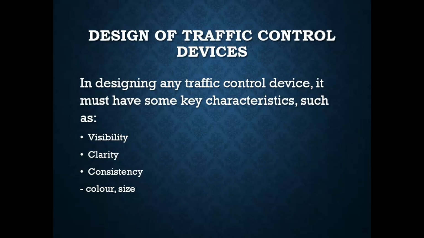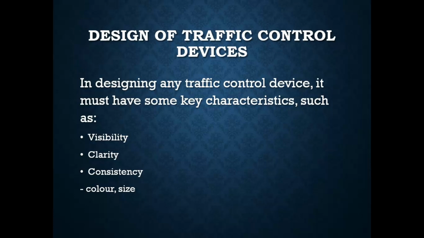Devices must be visible under various conditions, whether it is during the day, at night, rain, fog, whatever it is, it must be visible. And that is where reflective materials are often used to improve night visibility. For some that might be very difficult to be seen at night, then reflective materials are used for that. So that is one of the important characteristics in designing a traffic control device.